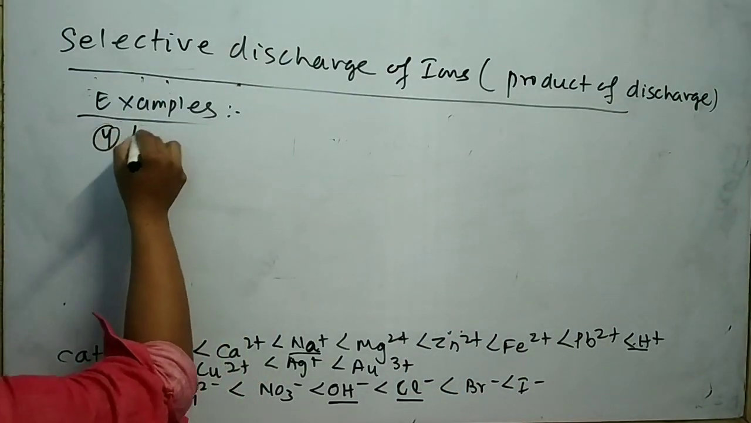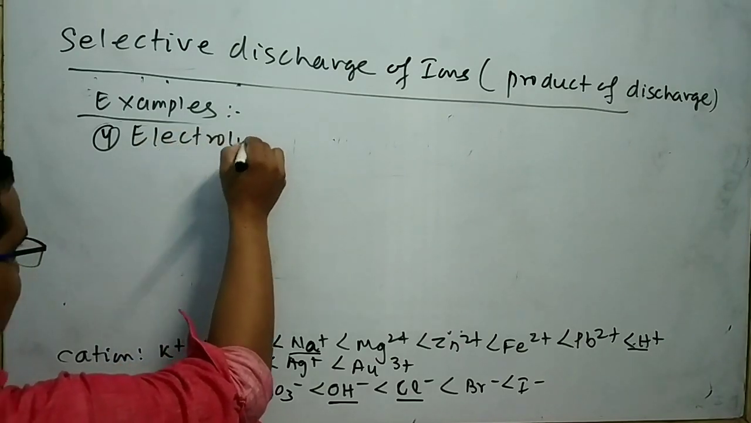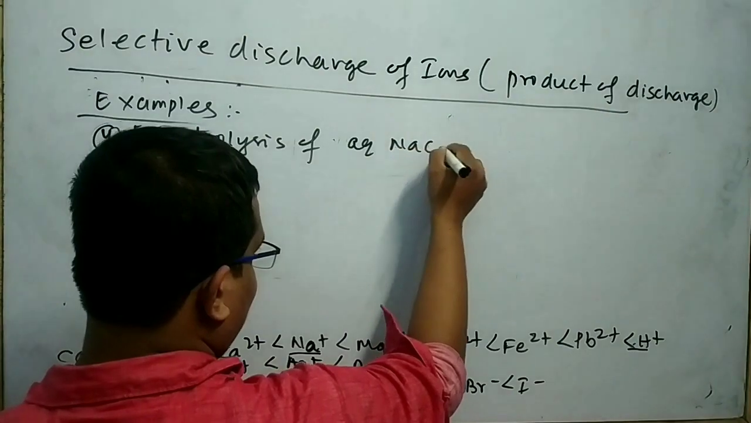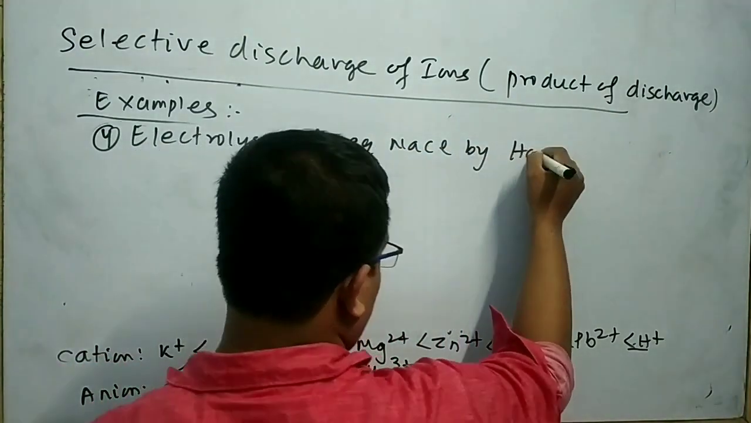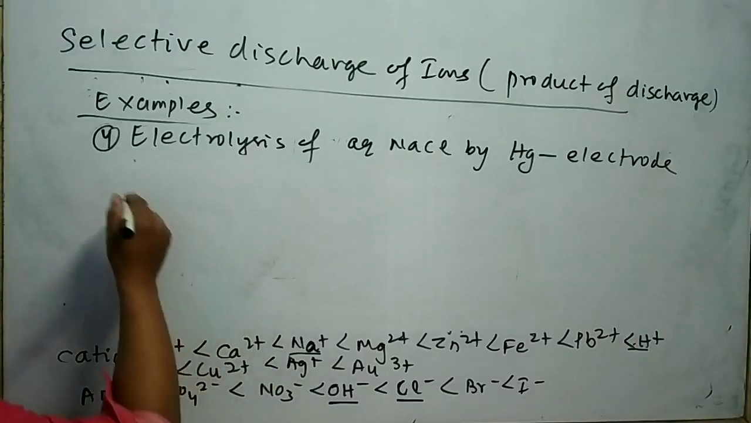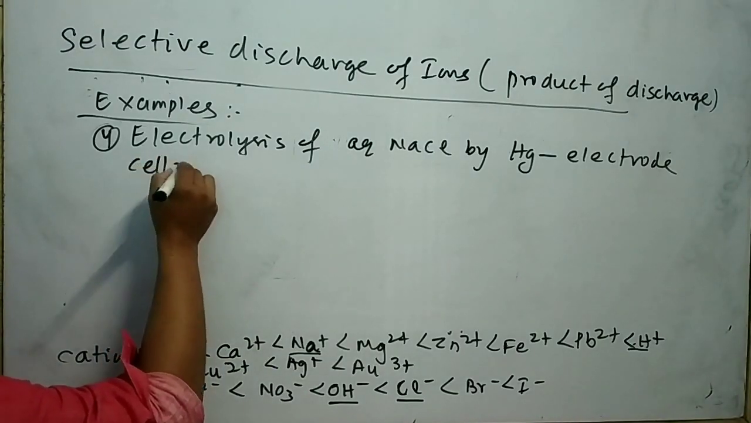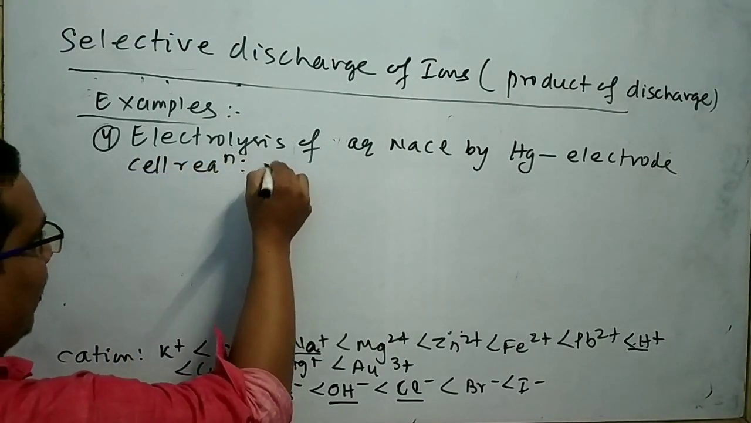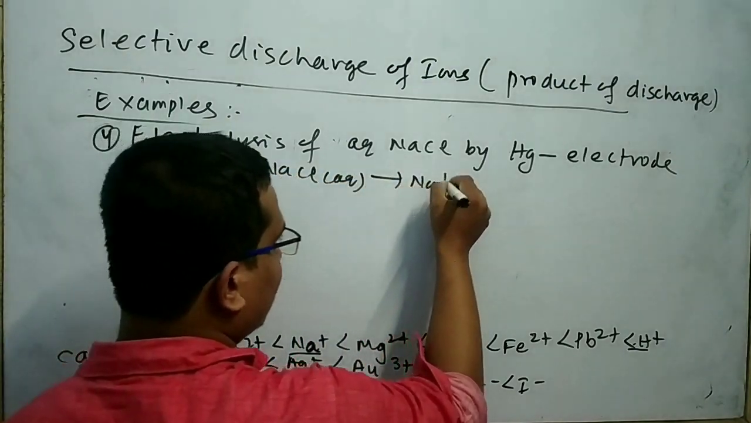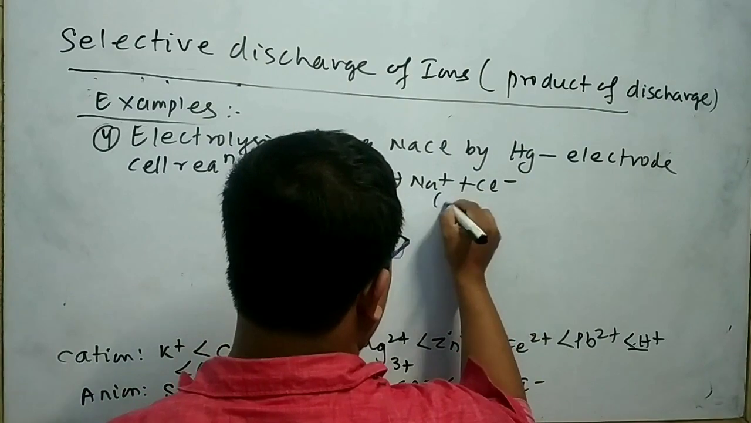The next example is the electrolysis of aqueous NaCl by mercury electrode. At first I will write the cell reaction. NaCl(aq) gives Na⁺ plus Cl⁻.